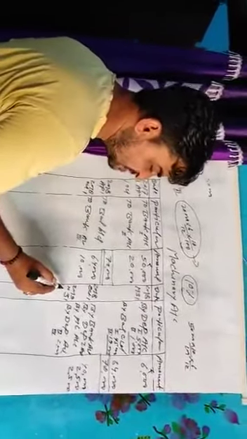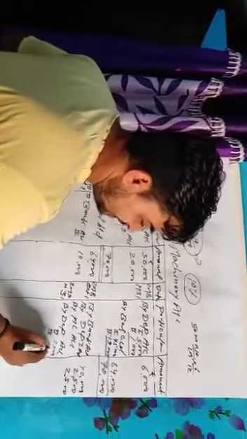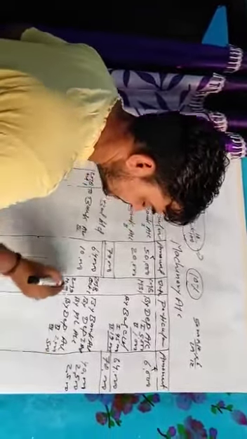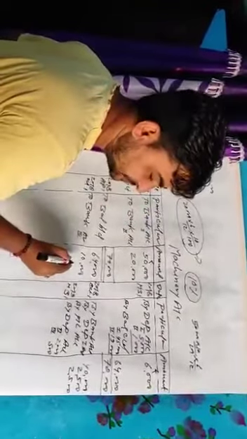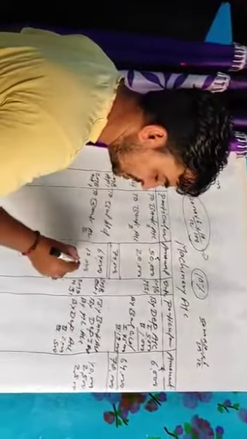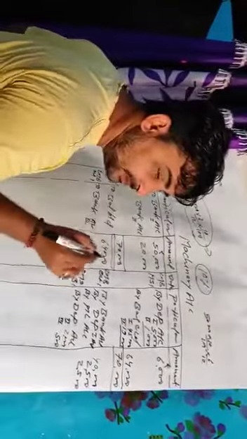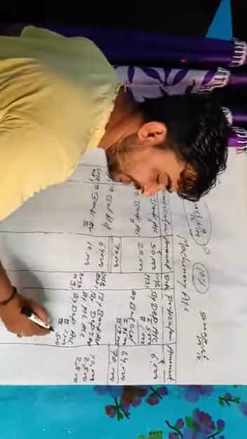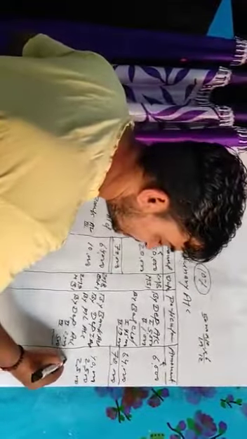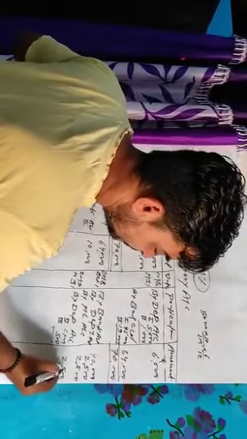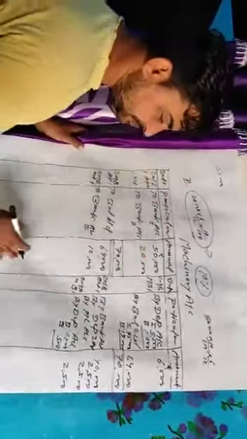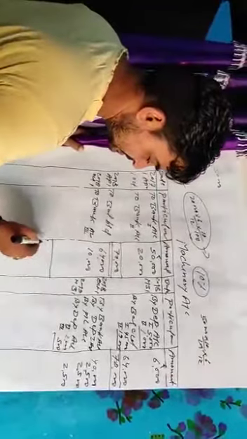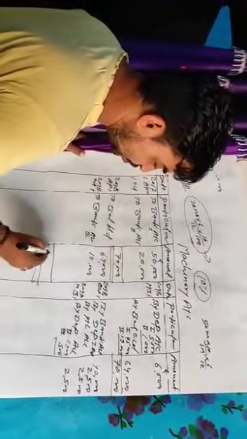That will be for 6 months, and it will be 500 for 10,000. 10,000 into 6 by 12 into 10 by 100, you will find 500. This will be 2,500. Clear? Now total it.